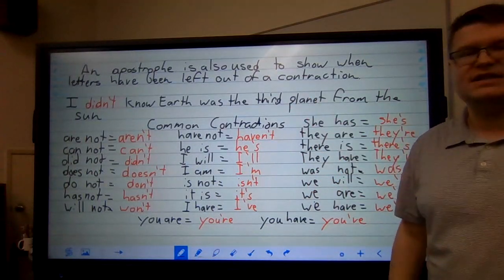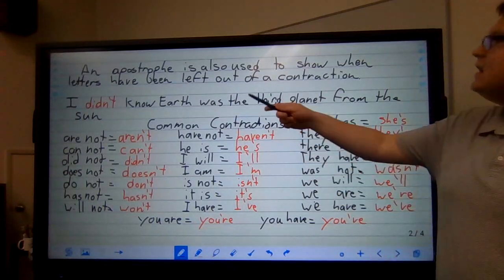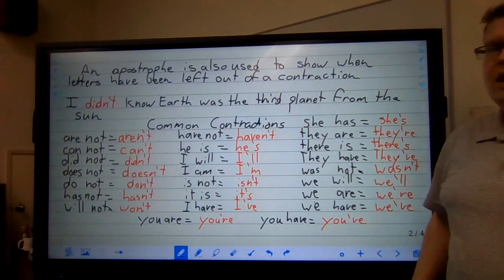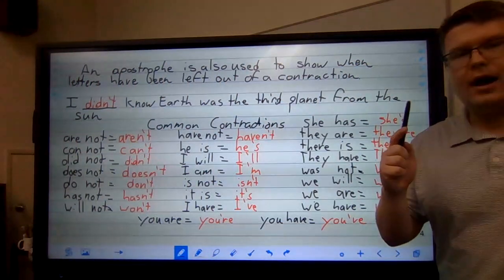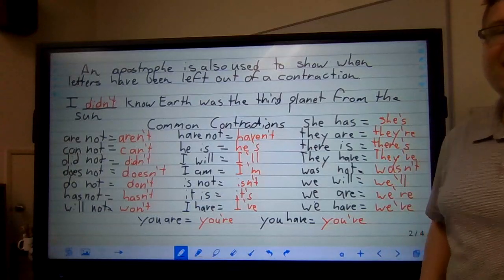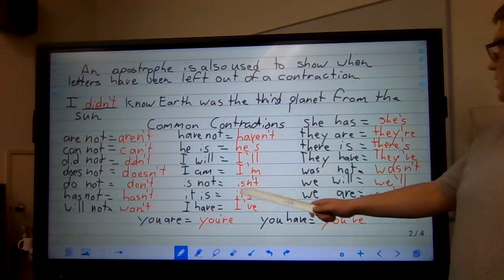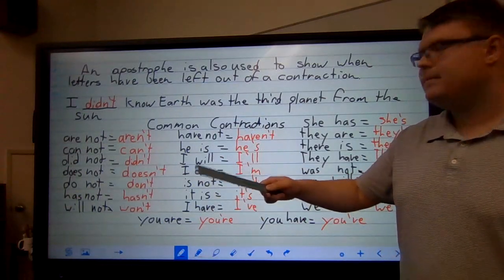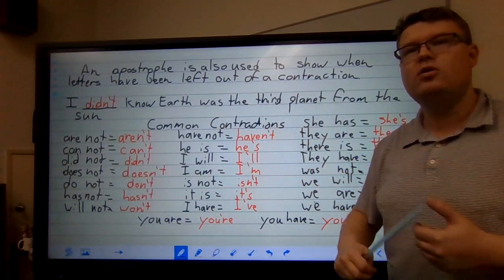Here's an example sentence with a contraction using an apostrophe. I didn't know Earth was the 3rd planet from the sun. Didn't is a contraction using an apostrophe to show that a letter has been left out. And in fact, didn't is a contraction for did not. You are taking did and not, smashing them together, and removing the O.